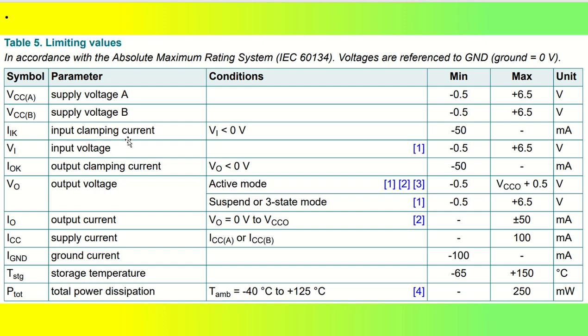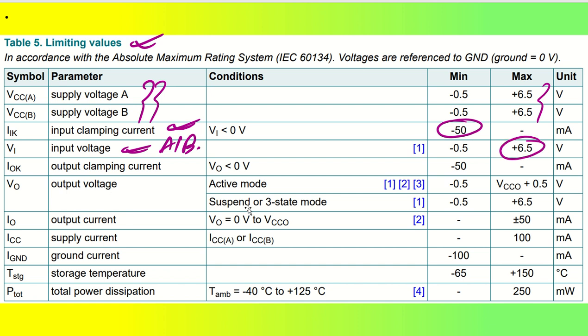There is also a very good section called limiting values, or absolute maximum ratings, of any IC that you have seen. The absolute maximum rating of supply voltage is up to 6.5 volt. The input clamping current it can take is up to 50 milliamperes. Then input voltage, as I already told you, since the supply voltage goes up to 6.5, the input voltage allowed at ports A and B is up to the same VCCA voltage level.